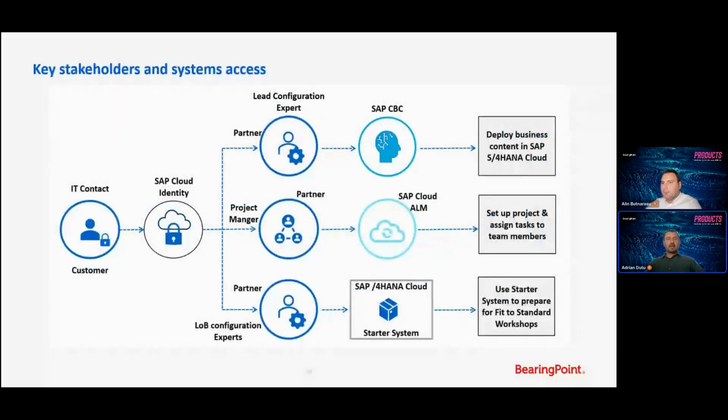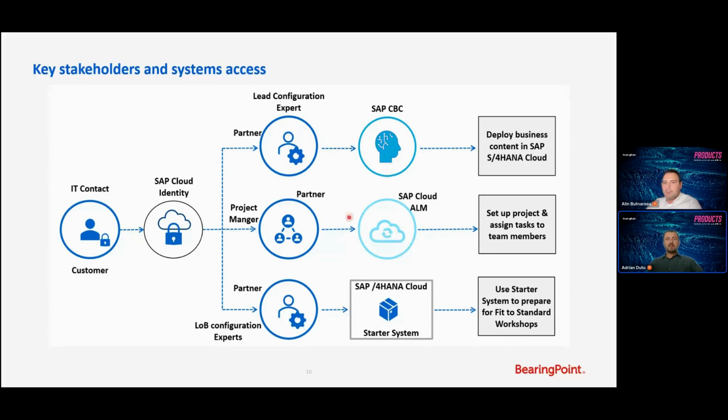Initially, the IT contact can itself grant admin access using the SAP Cloud identity to someone else, or on the partner side to facilitate system access for all the stakeholders. The lead configuration expert should have access in CBC to be able to perform the scoping and perform the business processes configuration. Access in CBC is granted via the test identity authentication service by creating the user, assigning it to groups, and pushing the user from the IDP.